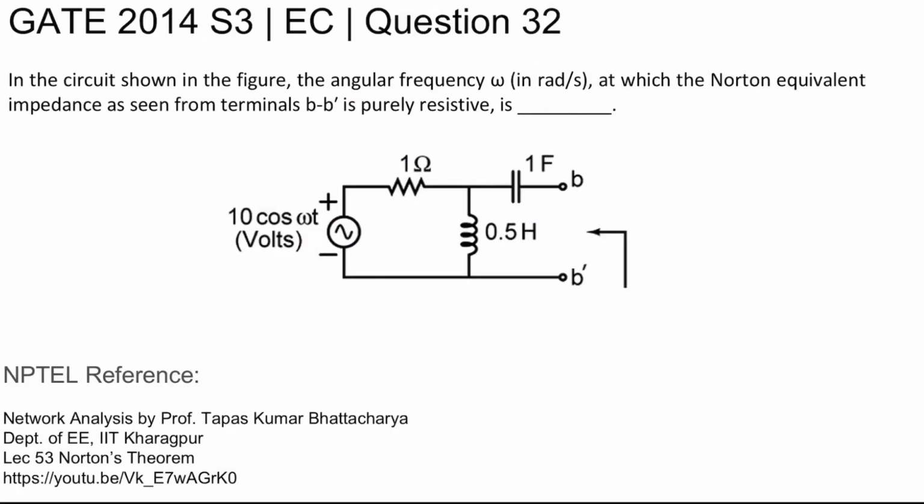GATE 2014 Set 3 EC question number 32. In the circuit shown in the figure, the angular frequency omega in radians per second at which the Norton equivalent impedance as seen from terminals B, B' is purely resistive is being asked.